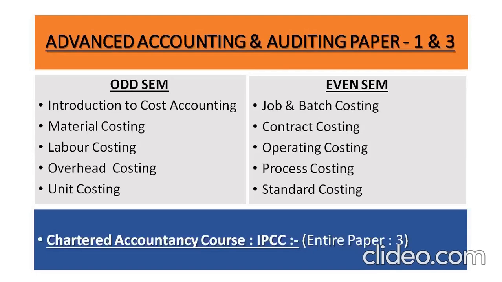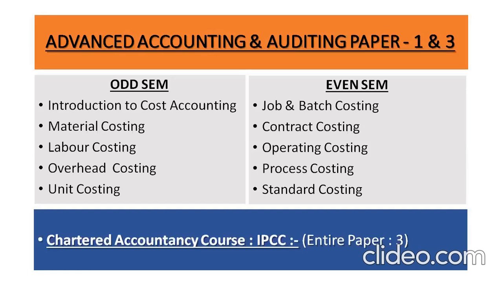In the odd semester, we are going to have topics like what is cost accounting, the introduction and different aspects of cost accounting. Secondly, you are going to study something about material costing, like raw material costing. Third will be labor costing, where you're going to study how much wages to be given, how much incentives are to be given, etc.